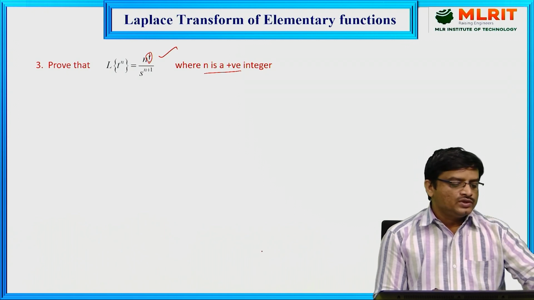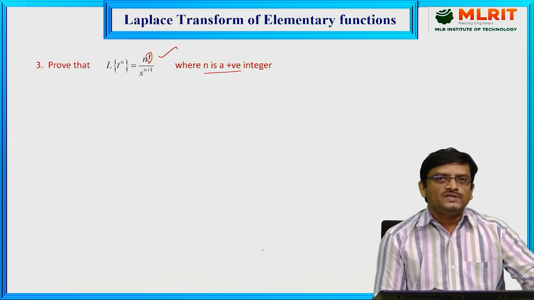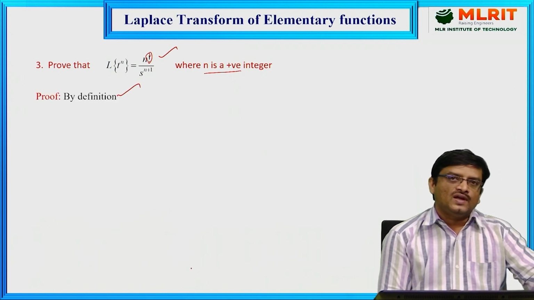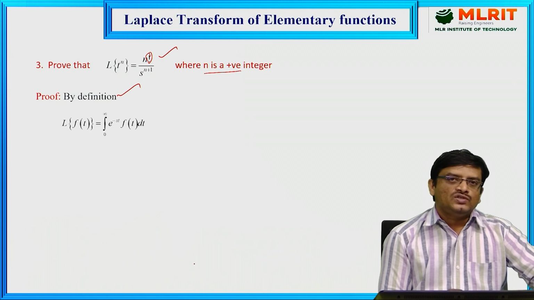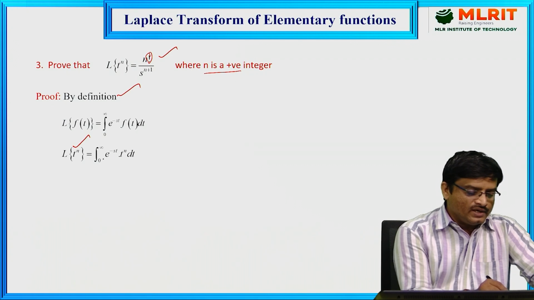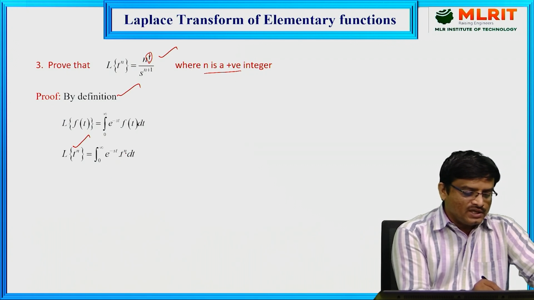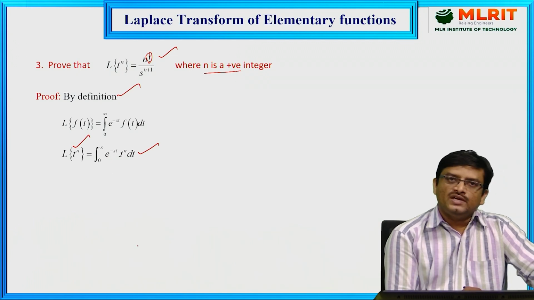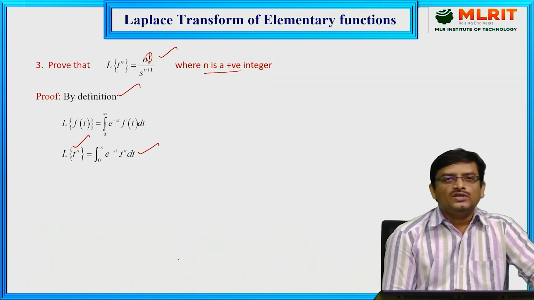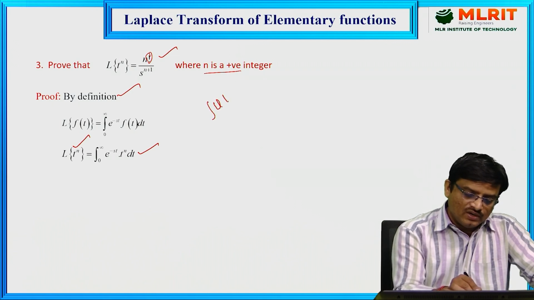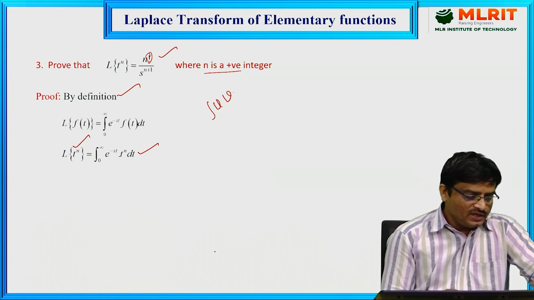Now we have to prove this condition. Laplace transform of t power n is equal to n factorial by s power n plus 1. So follow the same procedure, take the help of the definition of Laplace transform and then in place of f of t substitute f of t is equal to t power n. So here you will get integral 0 to infinity e power minus st into t power n dt. So e power minus st, this is one function in terms of t. T power n is also another function in terms of t. So here also we have to use the concept of integral of uv.